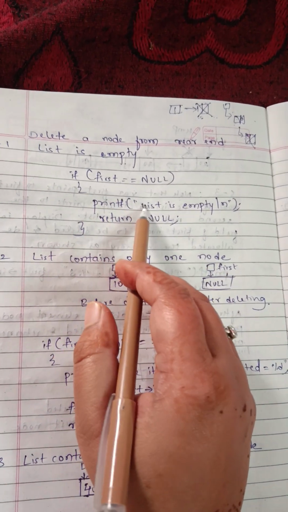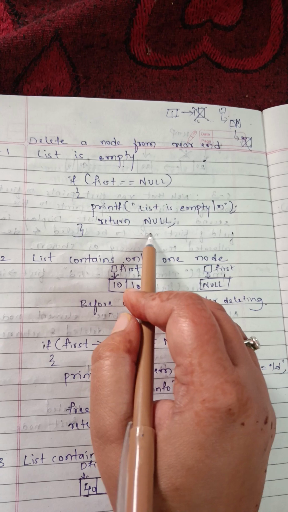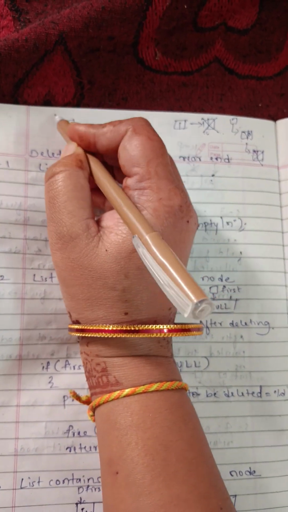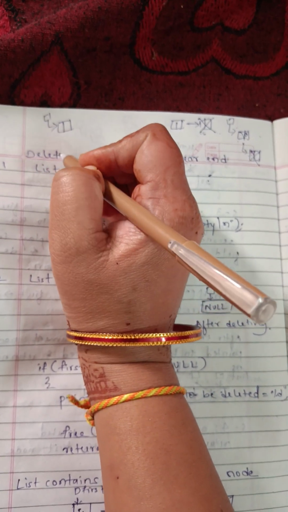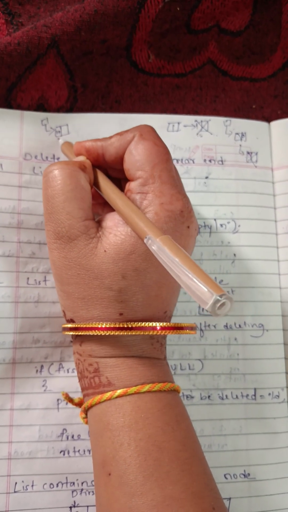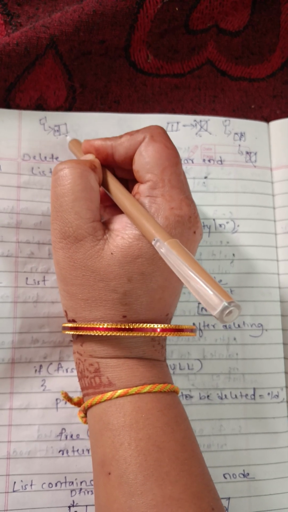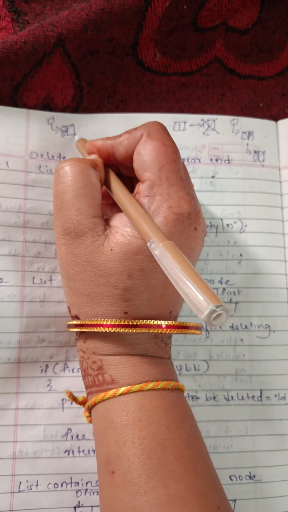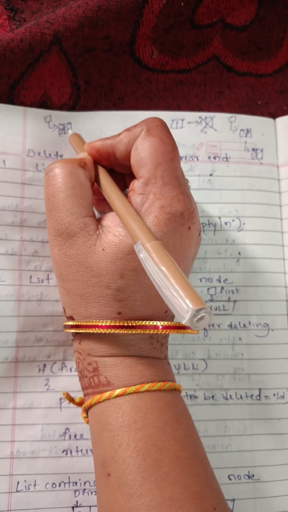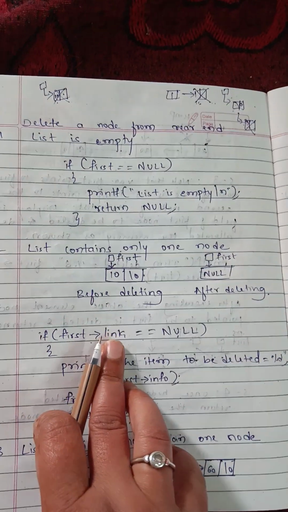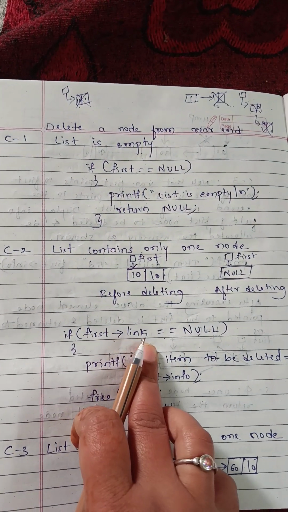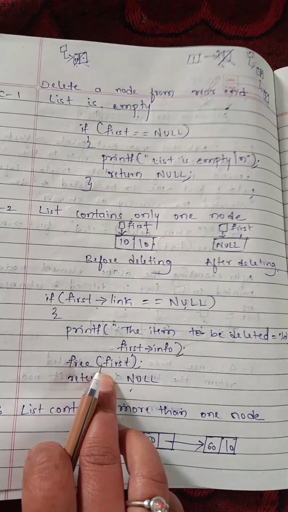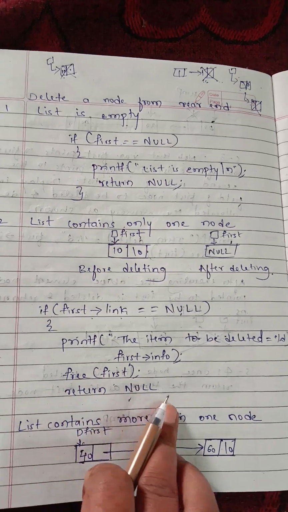First case is if the list is empty, you already know: first equal to null, list is empty, return null. If your list consists of only one node and you have to delete that, then first is pointing to the first node, which has the value 10. You have to delete this. In order to delete, you have to fetch the information which is deleted. The condition is first of link equal to null. If first of link equal to null, take first of info, then by using the free function, free the first, return null.